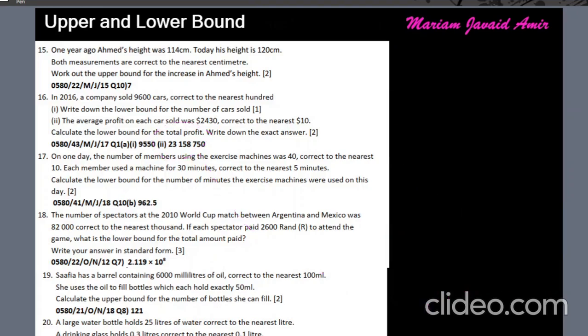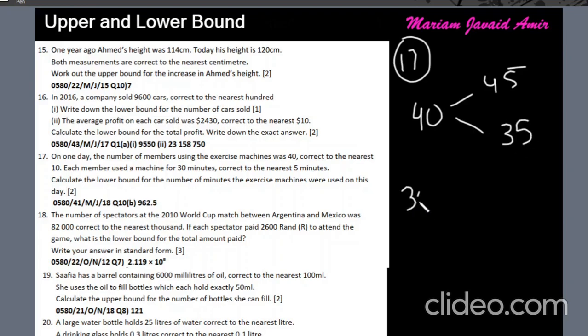Okay, question 17. On one day, the number of members using the exercise machine was 40, correct to the nearest 10. Each member used a machine for 30 minutes, correct to the nearest 5 minutes. So 40 correct to the nearest 10 means 45 is the upper bound and the lower bound is 35. And 30 minutes correct to the nearest 5 minutes means add 2.5 to it or subtract 2.5 from it.